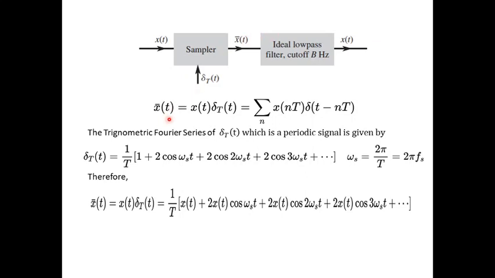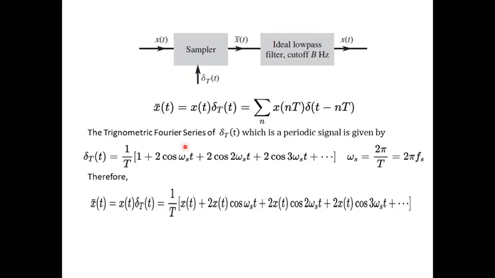The equation goes like this: x cap of t equals x of t multiplied by delta T of t, which is nothing but every sampled instant x of nT multiplied by the shifted version of the impulse signal delta of t minus nT. So this can be easily verified by observing the signals x of t and delta T of t. We know that the delta T of t impulse train is a periodic signal.